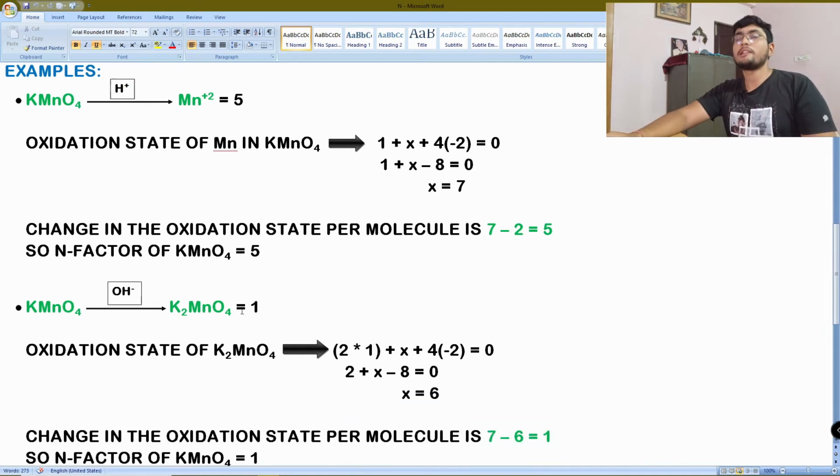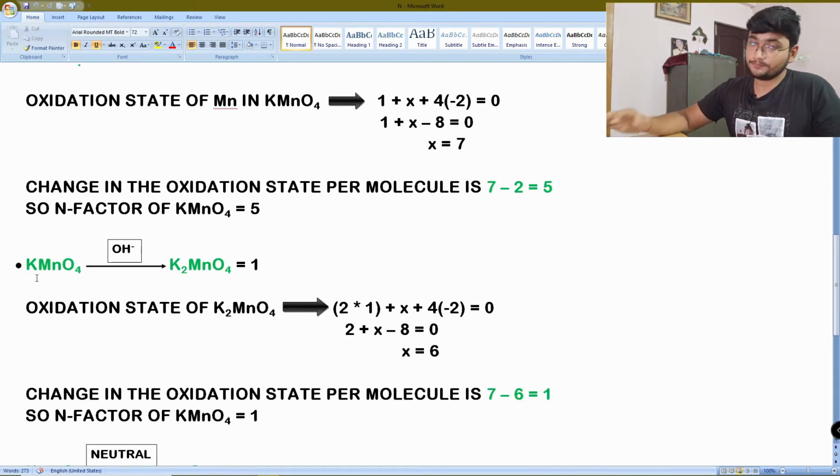Okay, now let us see the reaction of potassium permanganate in basic medium. Potassium permanganate in basic medium forms this compound, K2MnO4. So the N factor of potassium permanganate in basic medium is 1. How? Let us see. You know that the oxidation state of manganese in potassium permanganate is plus 7 as calculated above.